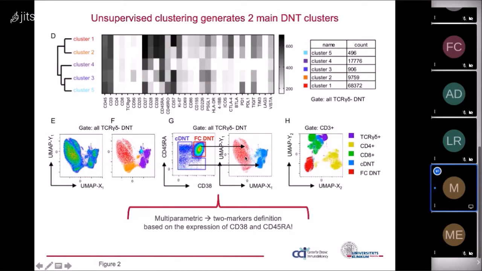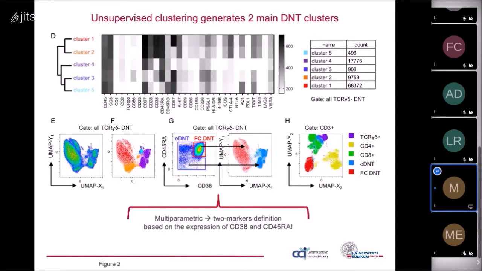And this was really useful because this meant that we could reduce a multi-parametric definition found using all the markers we had used in the CyTOF experiment to a two-marker definition of these two populations, which could make possible the finding of these cells also using simple flow cytometry analysis.